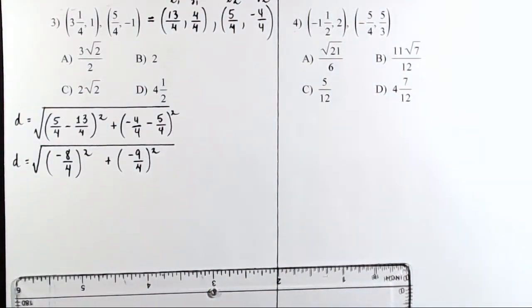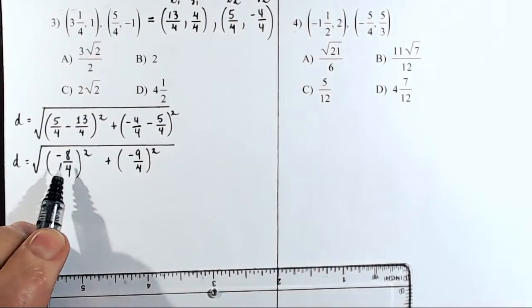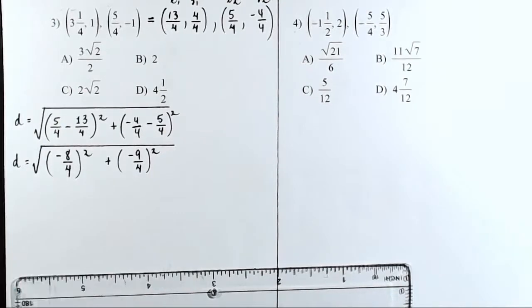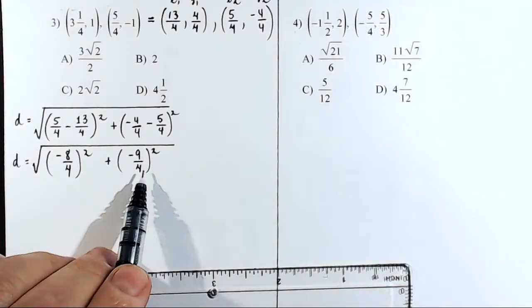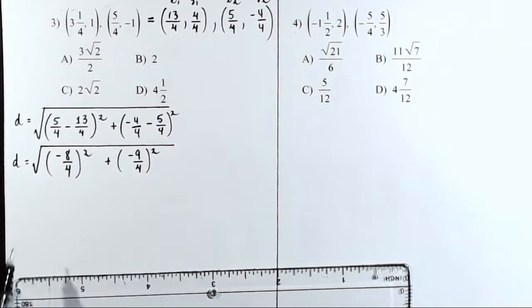Now resist the temptation to simplify this fraction. Don't do that, because you can't simplify this one down to a whole number. So we don't want to write negative 2 here. We want to leave it like a fraction.